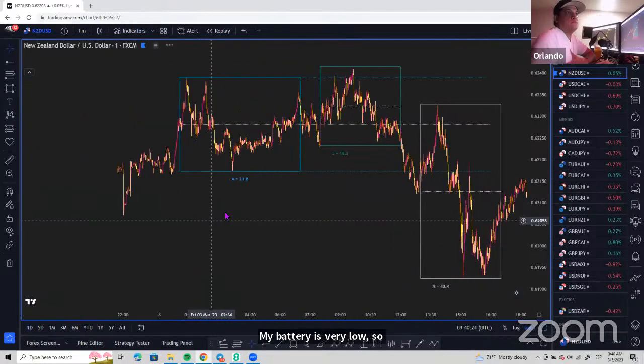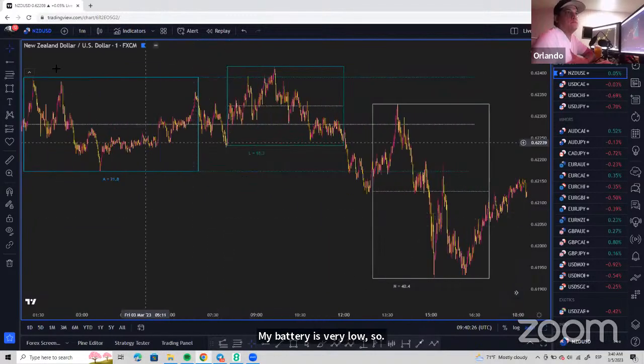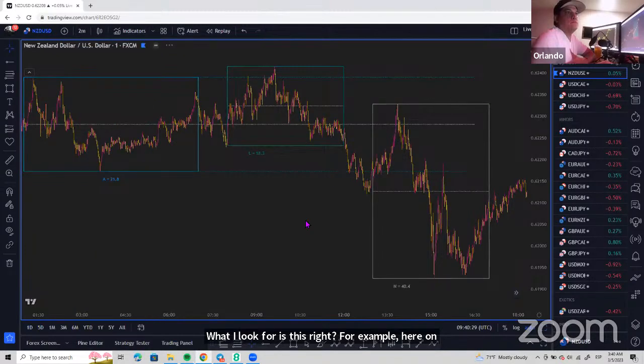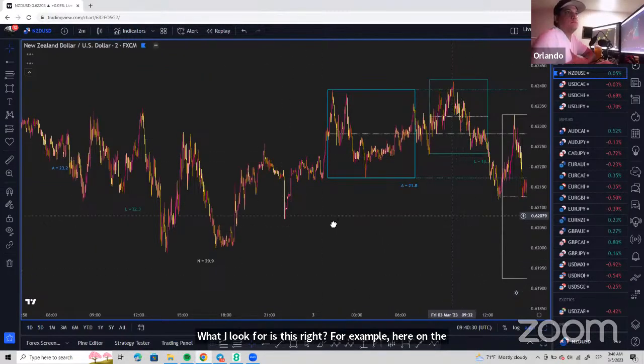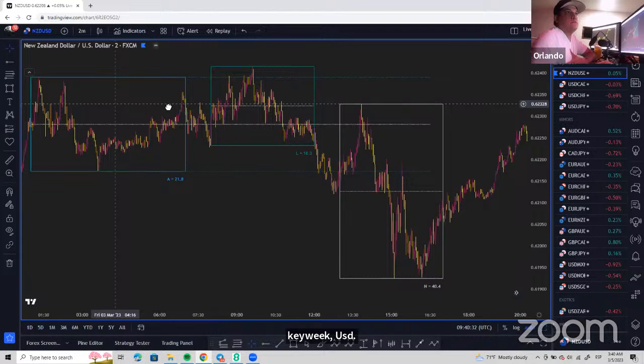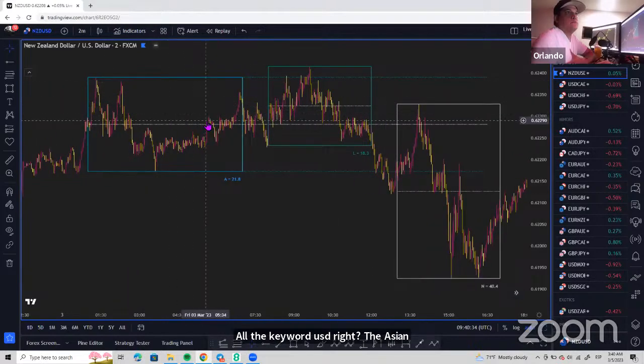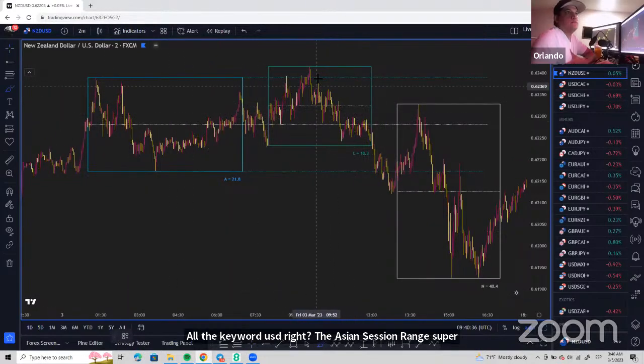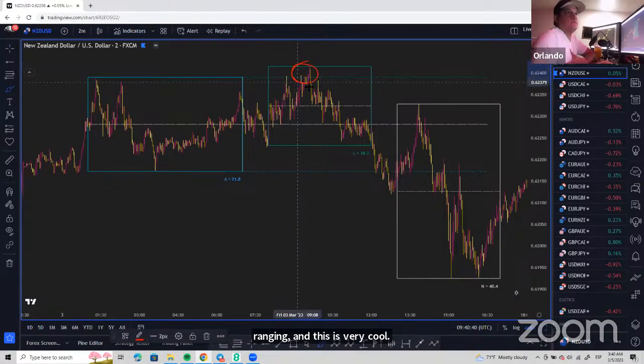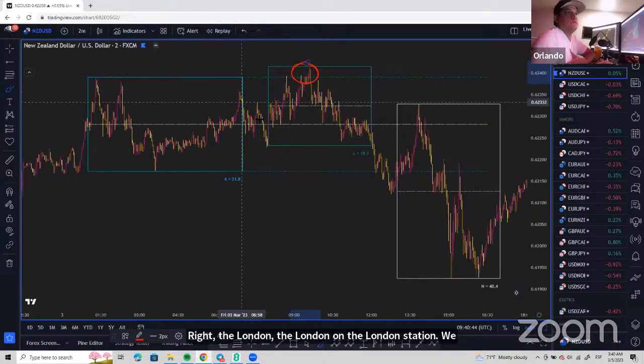So what I look for is this, right? For example, here on the Kiwi USD. The Asian session range, super rangy, and this is very cool, right? On the London session, we had a sweep of the Asian session highs.